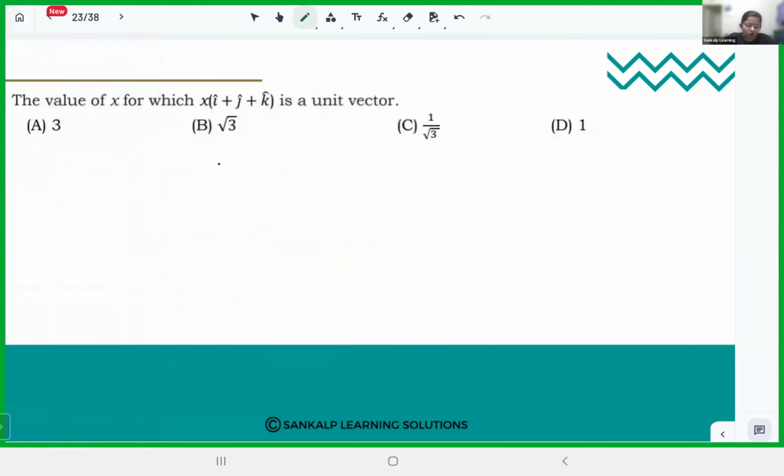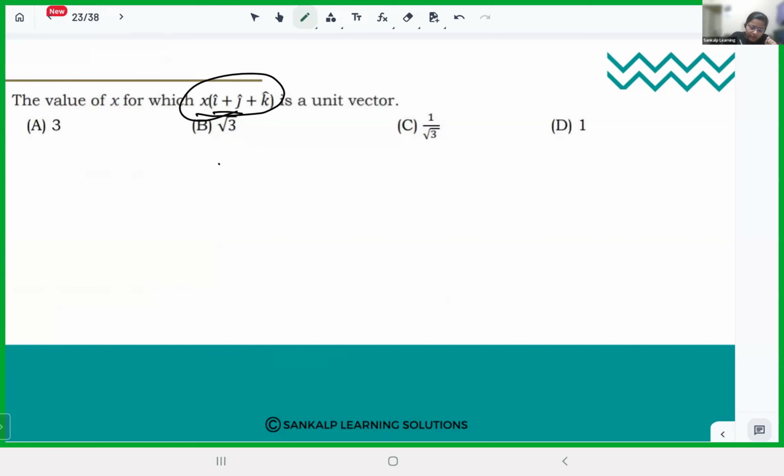Now, the value of x for which x into (vector i plus vector j plus vector k) is a unit vector. They are asking about a unit vector. So you have to know what a unit vector is, isn't it? What is a unit vector? It has magnitude 1. So this should be a unit vector, means this should have magnitude 1.